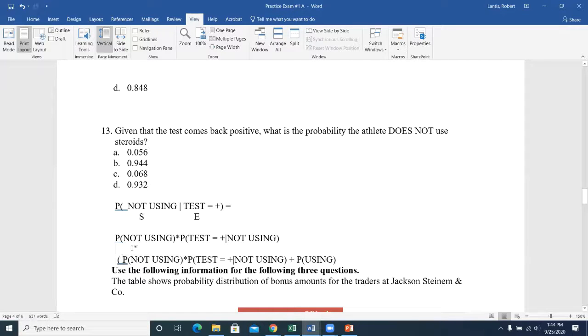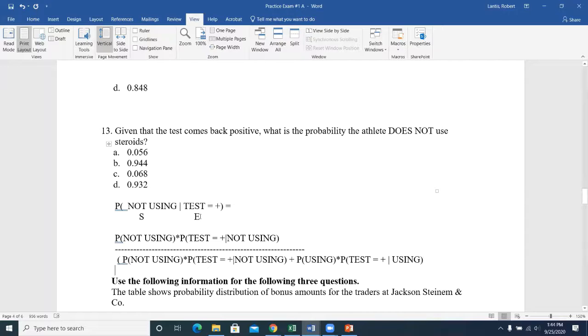Maybe we can make this look a little prettier. Imagine this is a straight line for a second. I'm dividing by the denominator, right? So S complement is that they're using times the probability of E, so that's that the test comes back positive, given S complement. My S is that they're not using. We said S complement would be that they're using.